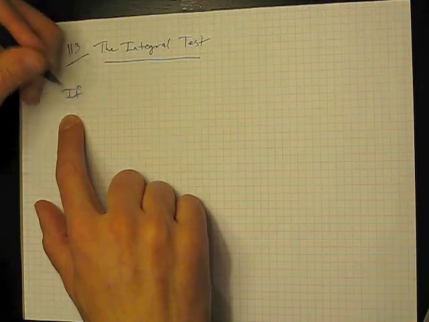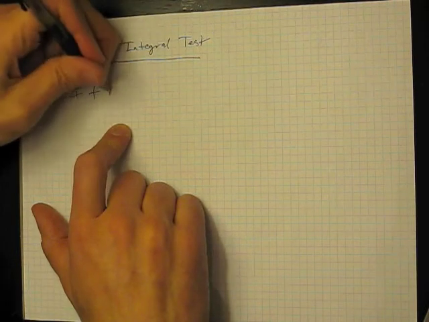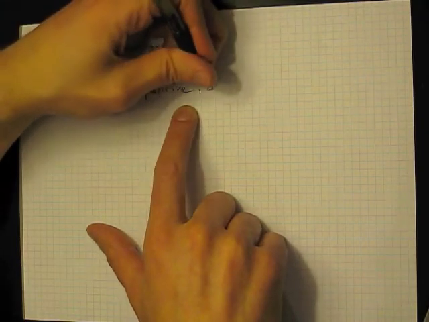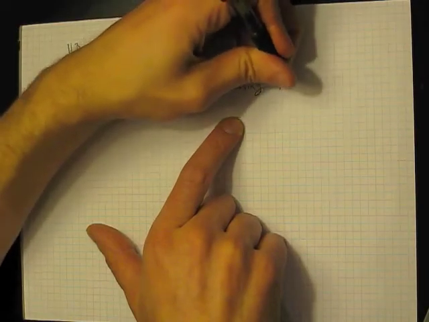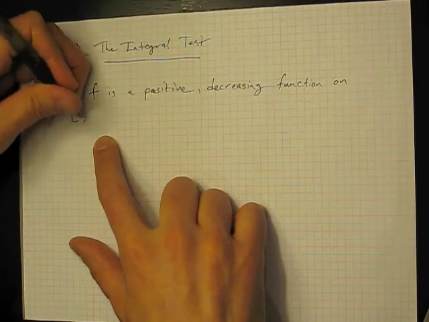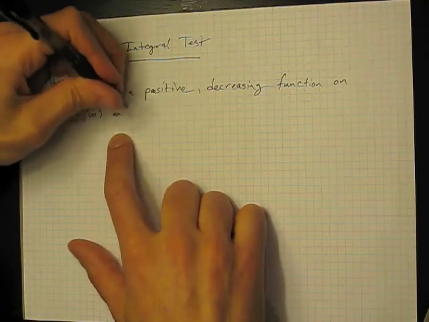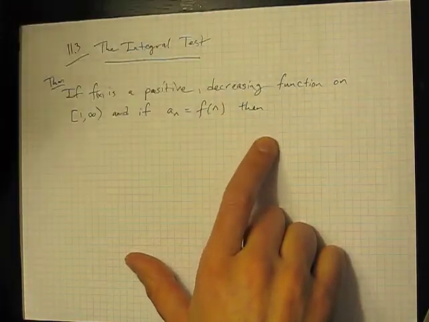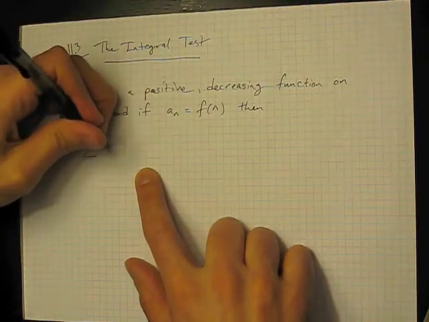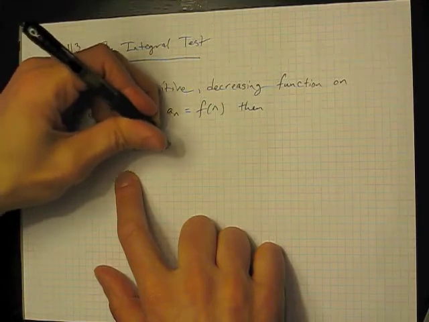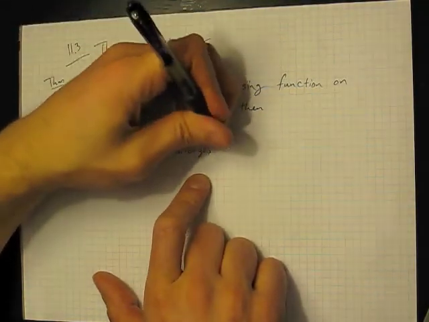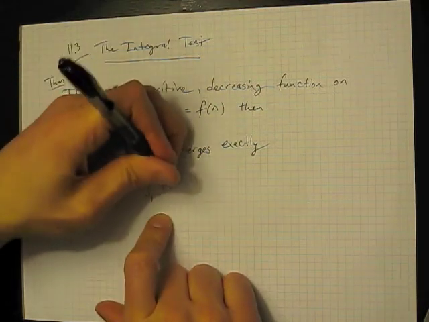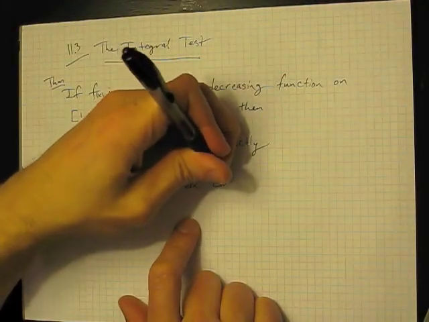So what the integral test says, so this is the theorem, is that if f is a positive, decreasing function on, let's say, 1 to infinity, and so that's f of x, and if an is equal to f of n, then the series a of n converges or diverges exactly when the improper integral of f of x from 1 to infinity converges or diverges.